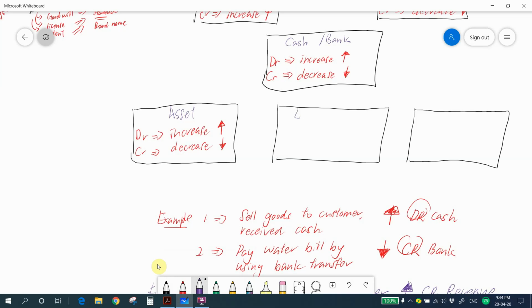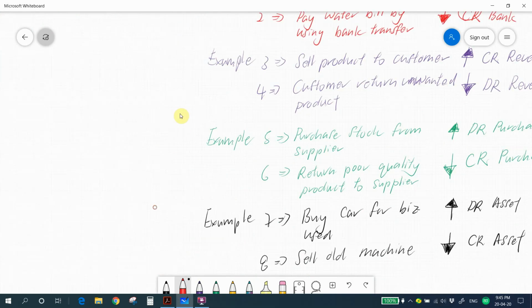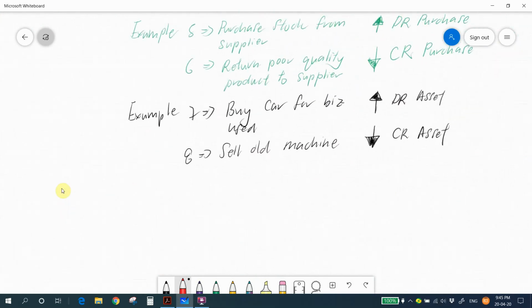Next, liability. For liability, we debit the liability account when your liability decrease. We will credit the liability account when your liability increase. So let's use some example to explain this increase and decrease in your liability.